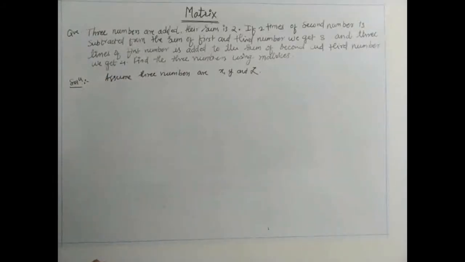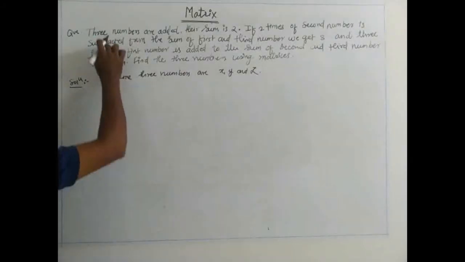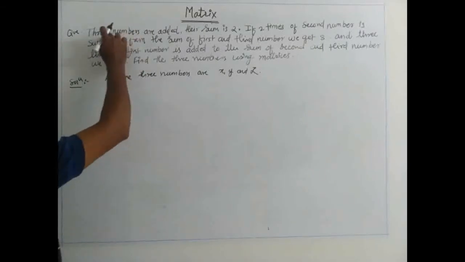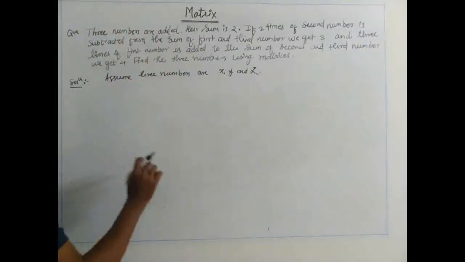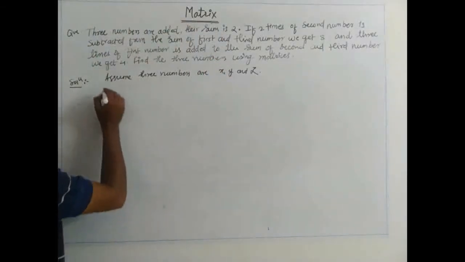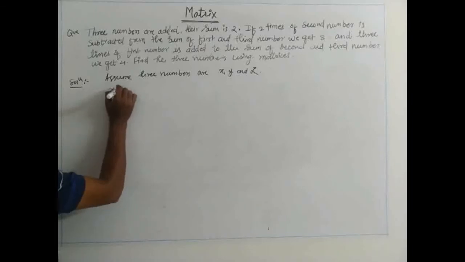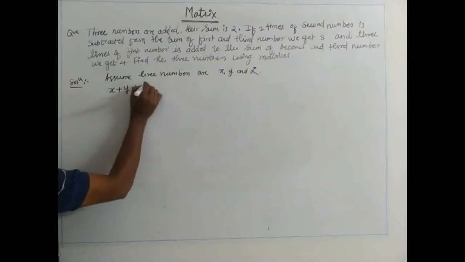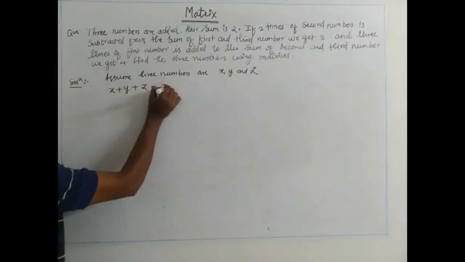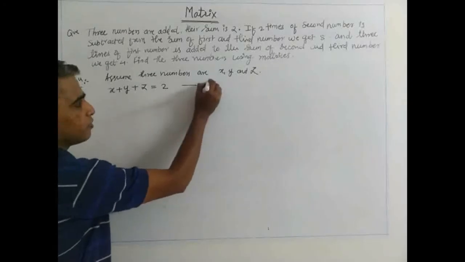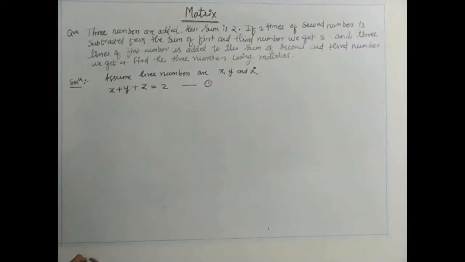So now let's start with finding the equations. First equation, by using the first condition. The condition is that three numbers are added, and their sum is 2. It means we will get the equation x plus y plus z is equal to 2. This is our first equation.